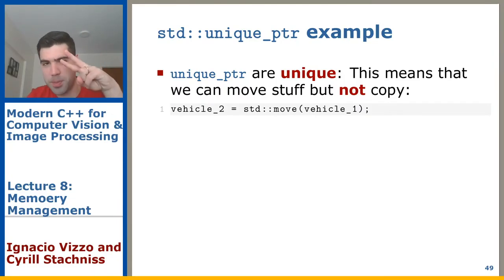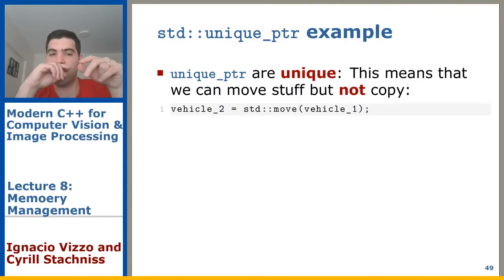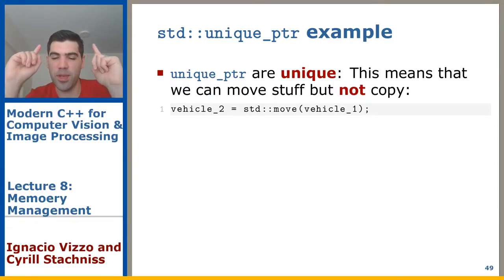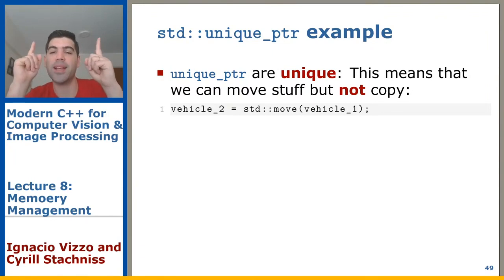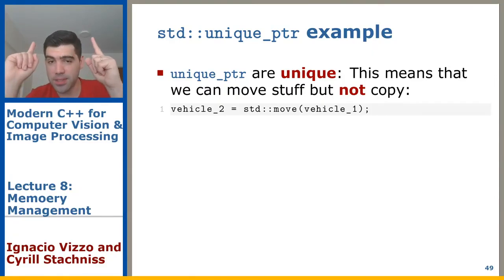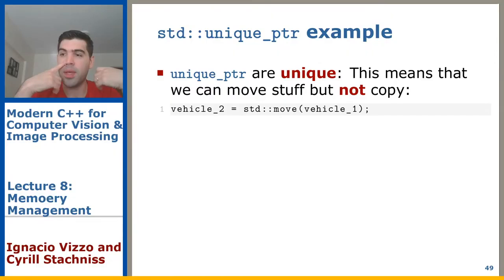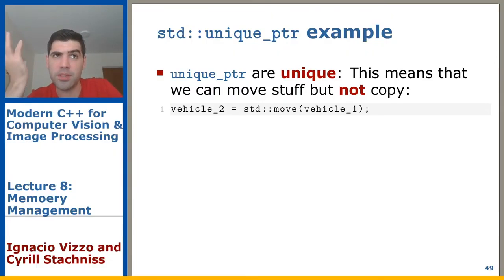So there are two smart pointers, unique pointer and shared pointer. Unique pointers are unique, as you can guess. This means that we can move but not copy. The idea behind unique is that whenever you have a unique pointer, you can only point to one memory location. So you own this memory location, and there's only one pointer that can access it. Unless at some point in the program, and that's why we saw move semantics two lectures ago, you say, you know what, this unique pointer I own, I don't want it anymore.